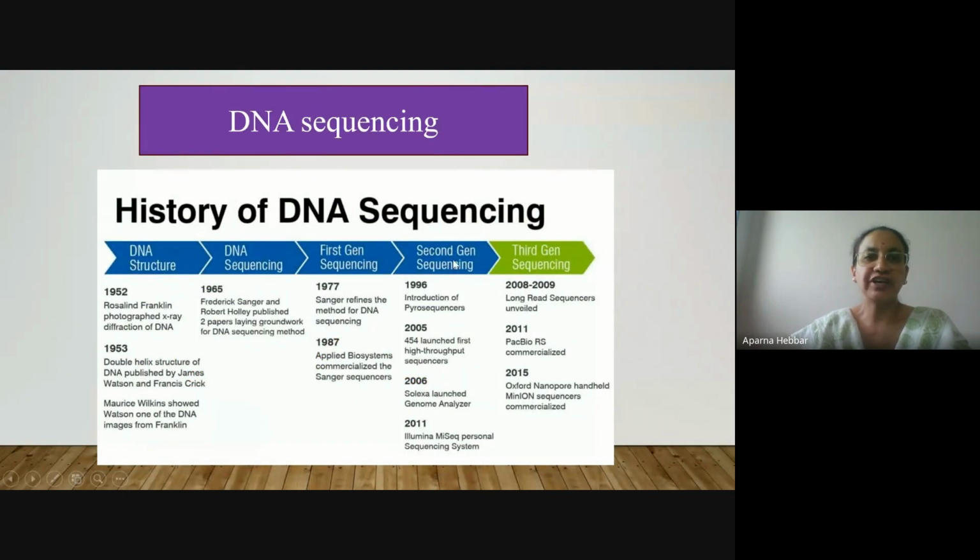Then a brief history of DNA sequencing. In 1952, the DNA structure was photographed by the X-ray diffraction method by Rosalind Franklin. Then in 1953, the famous Watson-Crick double helical structure, what we know today, was introduced. Then the DNA sequencing plan was started in 1965 by Sanger and Robert Holley. Then around 1977, they refined Sanger's technology of DNA sequencing. That was commercialized in 1987 by Applied Biosystems, and the second generation sequencing was started around 1996.